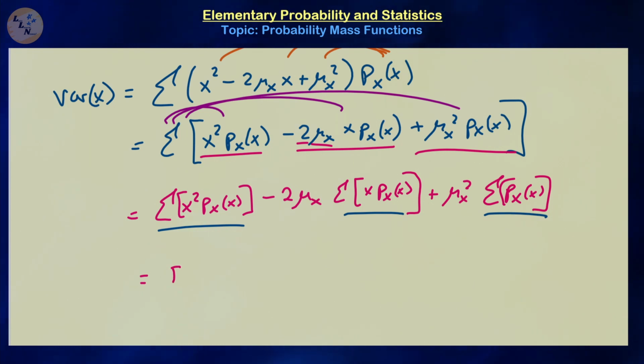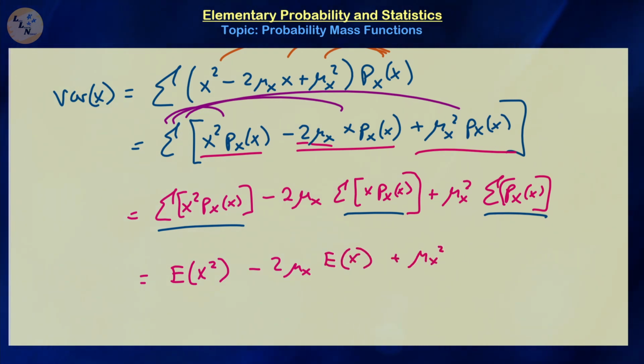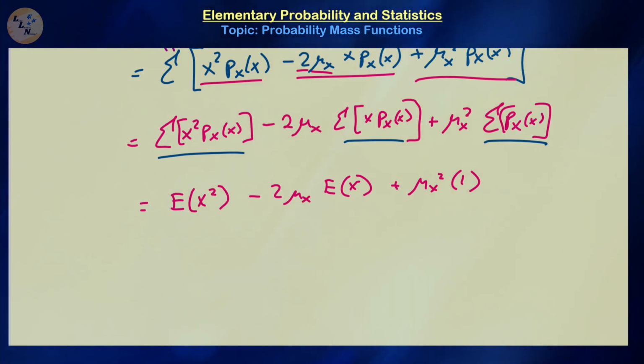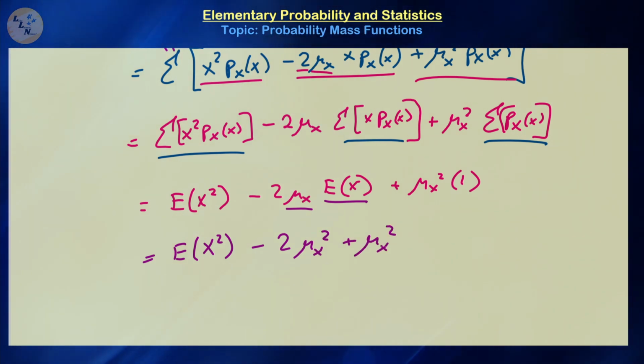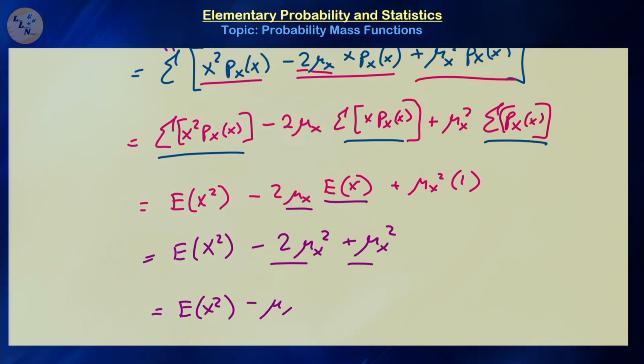So the first thing is, by definition, the second moment of the random variable x. The next one is just the definition of the expected value of x. And what is this last thing equal to? The sum of all of the probabilities should be equal to 1 because p is a probability mass function for random variable x. So remember that E of x and mu x are the same exact thing. So we can just rewrite this as E of x squared, the second moment, minus 2 mu x squared plus mu x squared. Combining like terms just gives us E of x squared minus mu x squared.